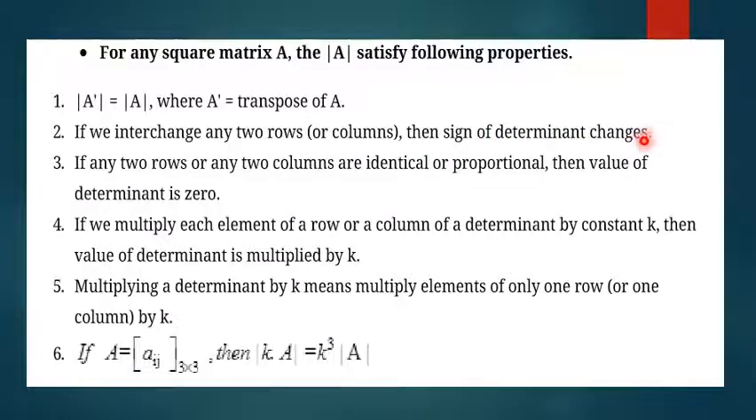That is positive, negative, whatever it is. Okay. Now, if any two rows or any two columns are identical or proportional, then the value of the determinant is 0. So in any two of the rows, supposing the same elements are there, say 1 2 3, 1 2 3, 4 5 6, then two rows have the same elements. In that case, the determinant is 0.